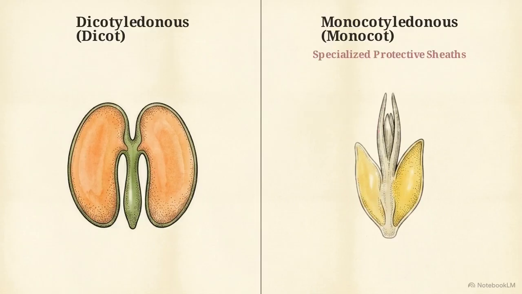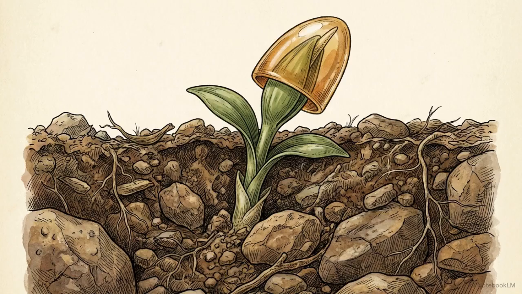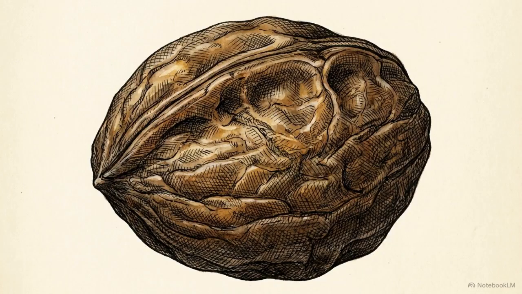These embryos feature specialized protective sheaths. The shoot apex is enclosed in a hollow structure called the coleoptile, while the radicle is enclosed in the coleorhiza. Despite these morphological differences, both architectures are optimized to protect the delicate meristematic tips during the physical stress of germination. As the embryo matures, the outer integuments of the ovule harden into a protective seed coat.